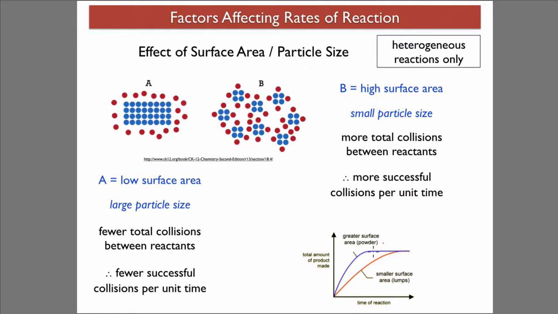If you look at here, I know it's a bit small, you can see we've got total amount of product made on the left. So we're looking at product made against time. If you've got a greater surface area, say if you're using a powder instead of a lumpy material, then you're going to get a faster reaction. It's steeper because more collisions can take place than if you've got lumps.